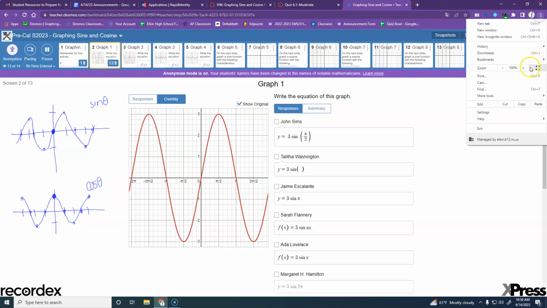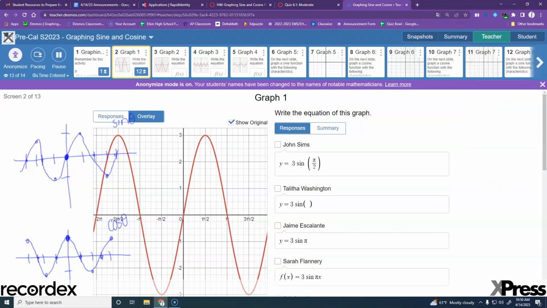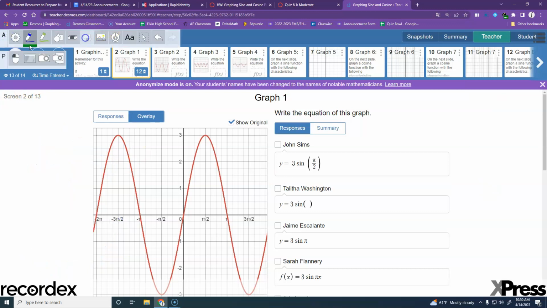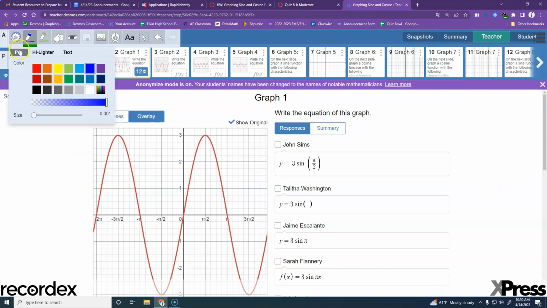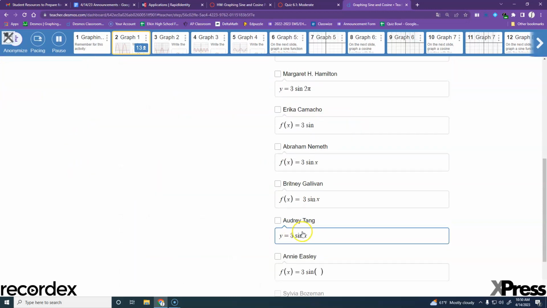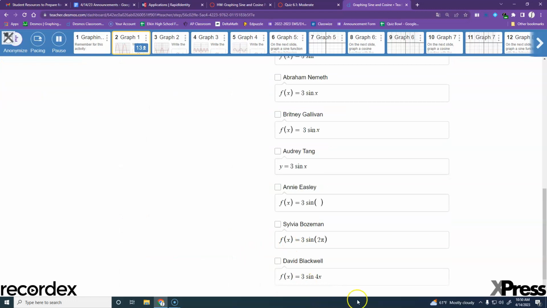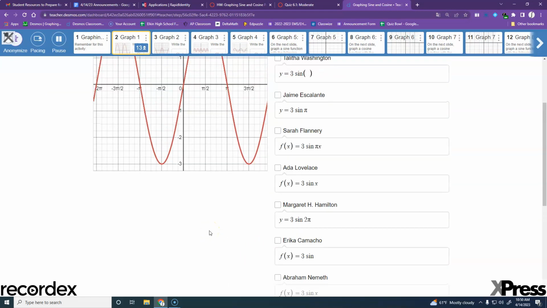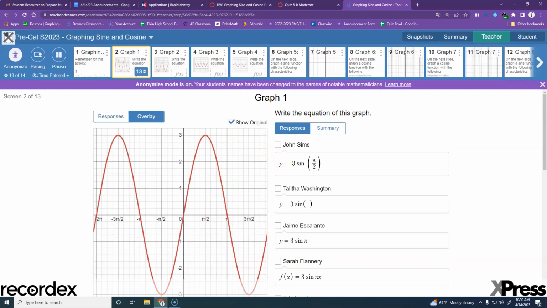So let me show you what the results look like here. It wouldn't hurt if I zoomed in just a hair, and got rid of that stuff I was drawing over there. So we agreed that sine would be the easiest for this one. It looks like everybody did that, and it looks like everybody has a 3 out front as their amplitude. So that's wonderful. You definitely need the 3.